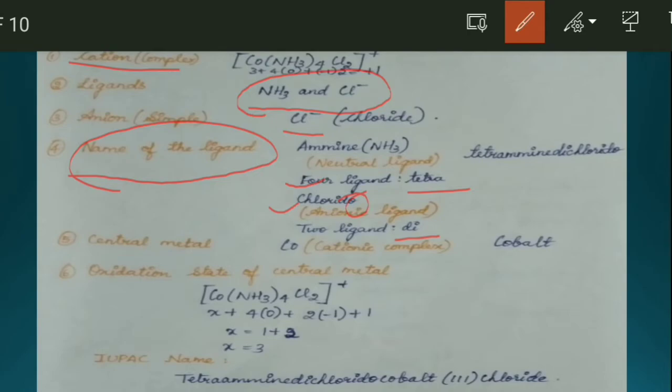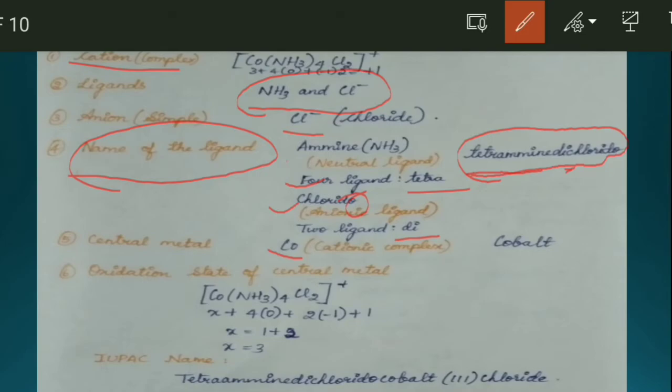As per the guidelines, if 2 different ligands are present, we are going to name them based on alphabetical order. First, we are going to name ammine because A is the first alphabet. So, we are going to name ammine first. Tetraammine, next chlorine, chlorido. So, we are naming based on alphabetical order because 2 different ligands are present, that is tetraamminedichlorido. Understand? Next, the central metal is cobalt.